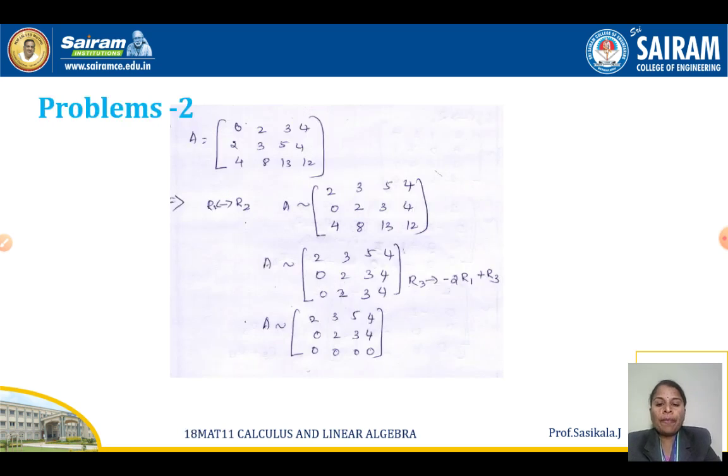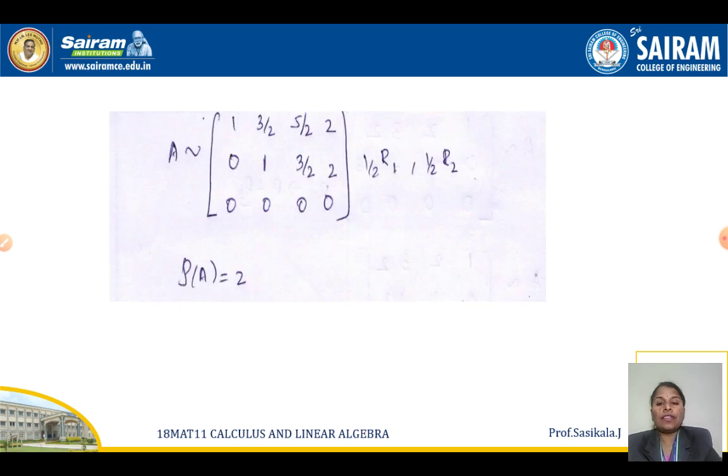So you can see here, as per the echelon form, the first rule is satisfied. But in the second rule, all the entries of your first element must be 1, right? In the non-zero row. So for that reason, we have divided R1 and R2 by 2. So we have reached 1, 3 by 2, 5 by 2, 2 and 0, 1, 3 by 2, 2, 0, 0, 0. So what is the rank of the matrix? It is 2, because there are 2 non-zero rows.